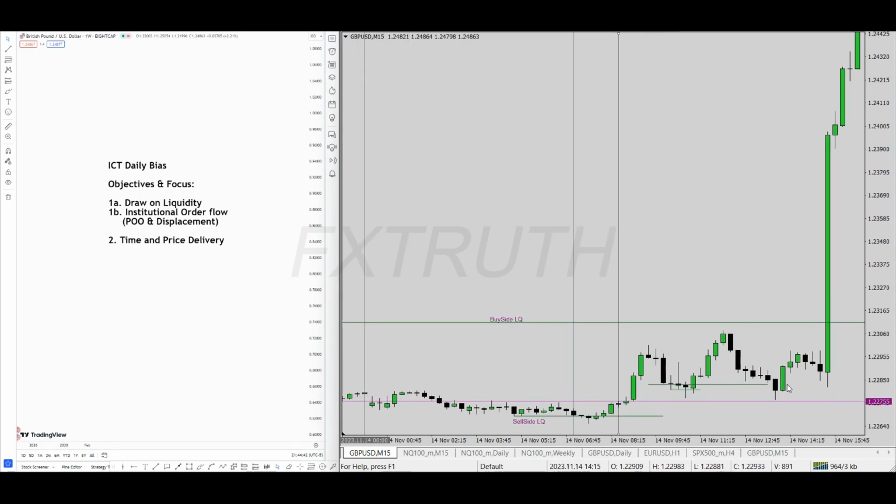To see price push higher. And you can see holding up into the New York session, you can see how price pushed aggressively, attacking and sweeping this buy side liquidity completely. So this is how you can use this particular objective and focus right here on the left side of the charts to be able to identify the ICT daily bias on a day-to-day basis.